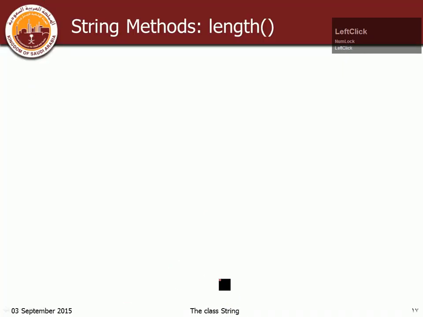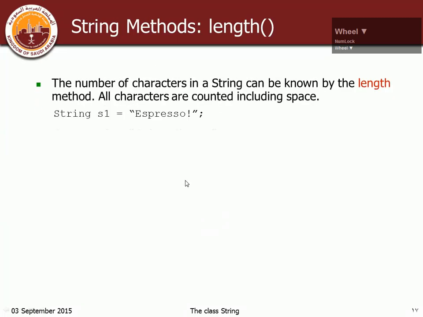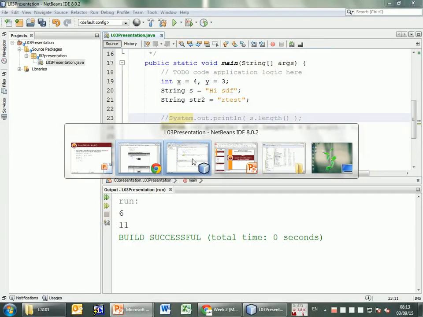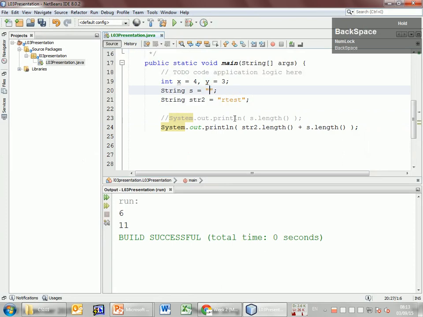So anyway, dot length is one of the different methods that exist with string, and this calculates how many characters there are in the string. But this applies only to the string that is attached to it. So if I say s.length, it calculates what is inside of s. Let's have a look at some other examples. Let's say you have s1 Espresso, s2 Salam Shabab, whatever, and s3. Do you see this one, s3? It has double quotes and double quotes, which means this has a name. It is called empty text.